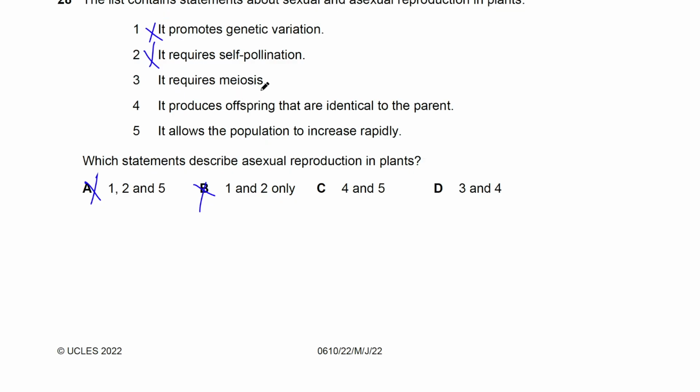Three, it requires meiosis. Meiosis for what? To produce a sperm and egg. Again, three is wrong. It's clear now. Also D is wrong. Why? Because D contains option three. Let's continue. Four, it produces offspring that are identical to the parent. That's right, 100%. Five, it allows the population to increase rapidly. Sure, because it will not take too much time when it's asexual. That means only four and five are the right statements. So the right answer here is C.